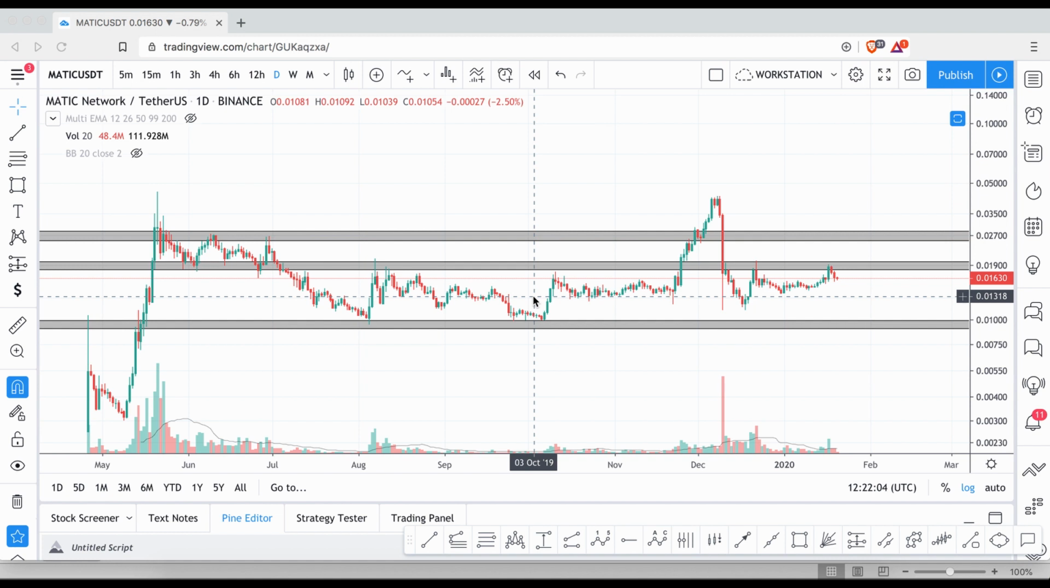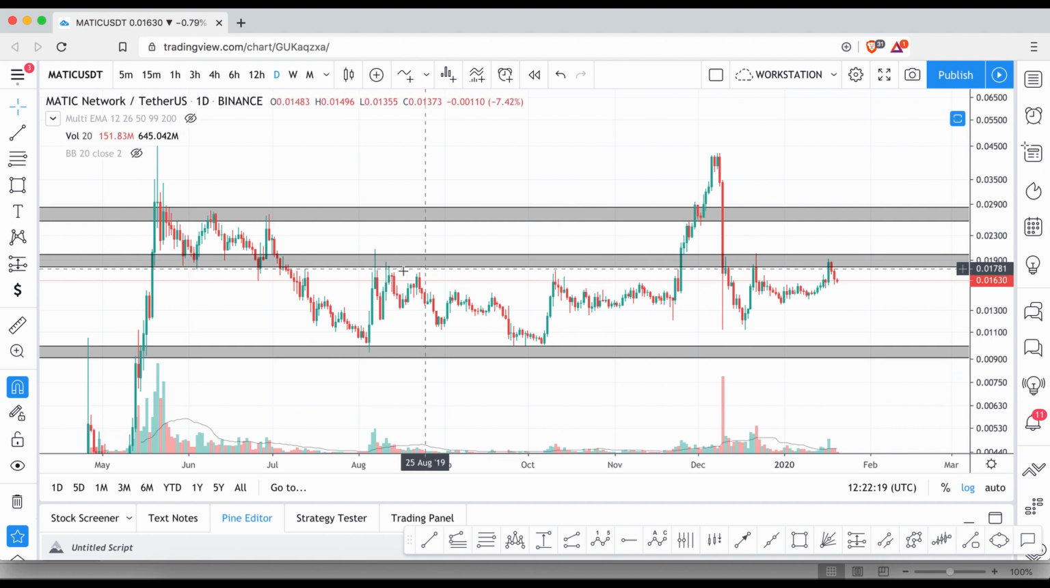Hey, what's up, guys? Today we're gonna take a look at MATIC USDT, the MATIC network. Let's start as usual on the higher time frame on the daily chart. As you can see, I've plotted some key resistance and support levels already.